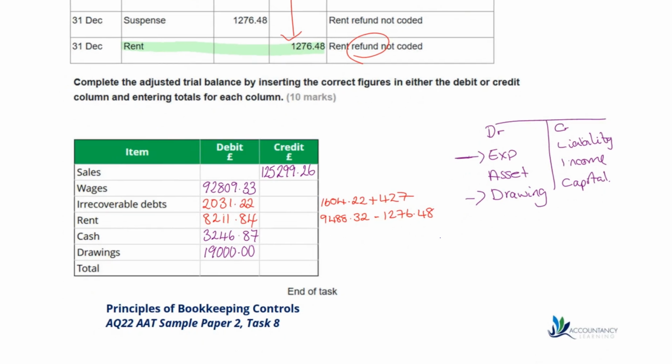Now we've got all of our balances in there. We've adjusted our two journal ones as well, and now we need to total them up. So on the credit side, that's quite straightforward. We've only got one there. And then we add together all of our debits and that will give us the same figure, so our TB matches. That completes task 8.